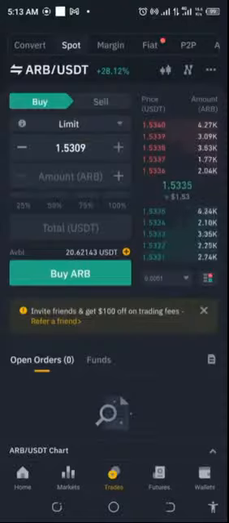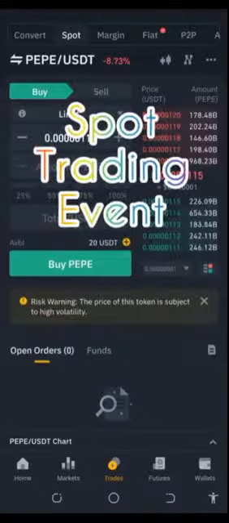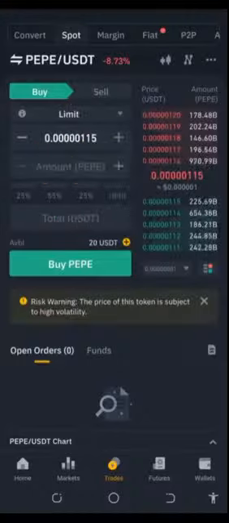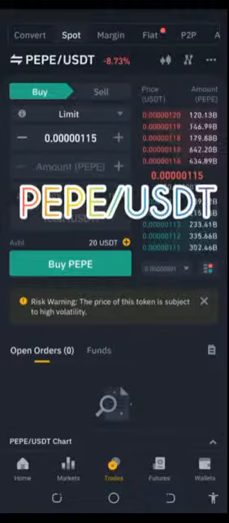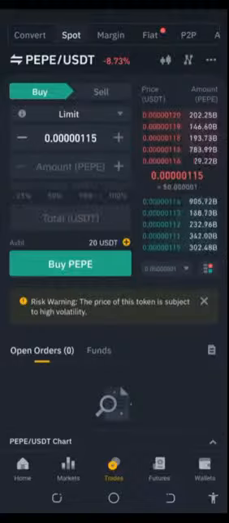Stay blessed. Bye. In this spot trading event, we want to check out this new kid on the block called Pepe/USDT to see what it's got to offer us.